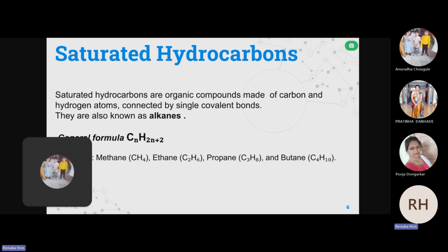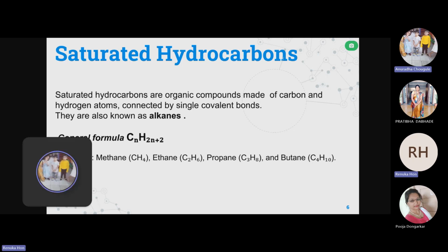The general formula of the alkane is CnH2n+2. Here, n is the number of carbons present in that specific compound. Suppose n is 3. What will be the number of hydrogens? You can calculate easily from this formula. If carbon is 3, then what is the number of hydrogens? Can anyone tell me? 8. Very good. This is the general formula to calculate the number of hydrogens in the alkane.